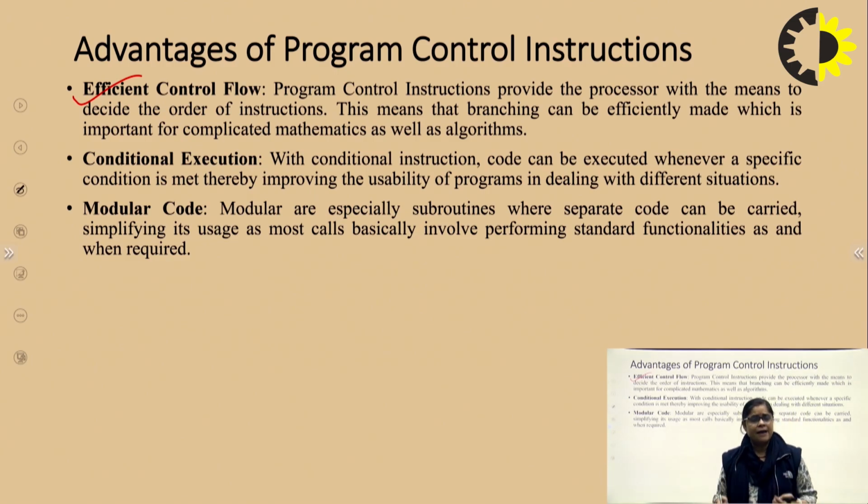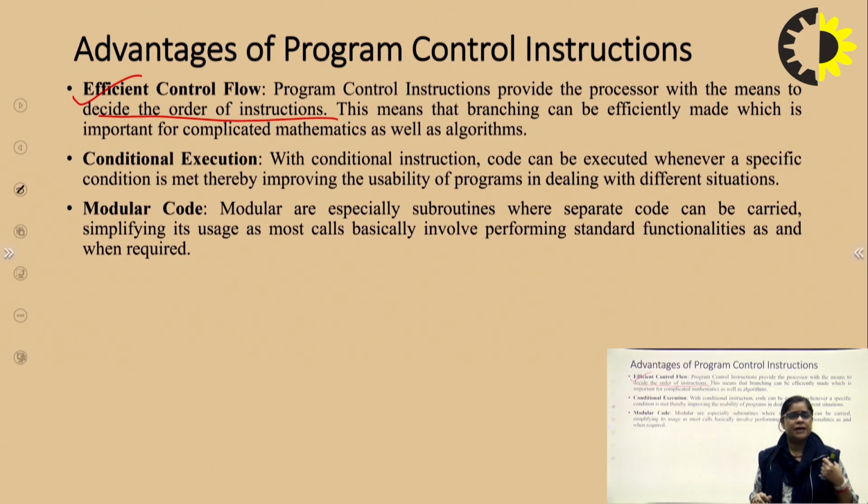First, program control instructions normally provide the processor a way to decide the order of instructions. It means that branching can be done efficiently, which is important for complicated mathematics as well as algorithms, right? These program control instructions help when we are working on complicated mathematics or algorithms.